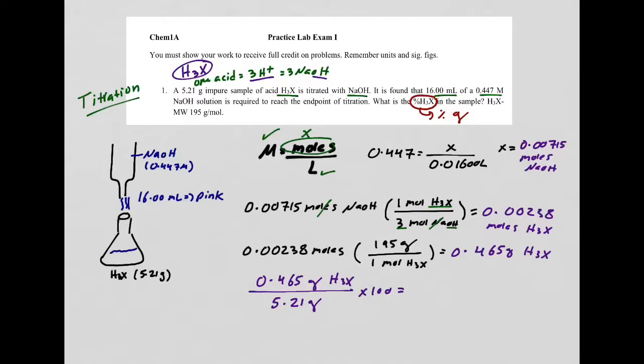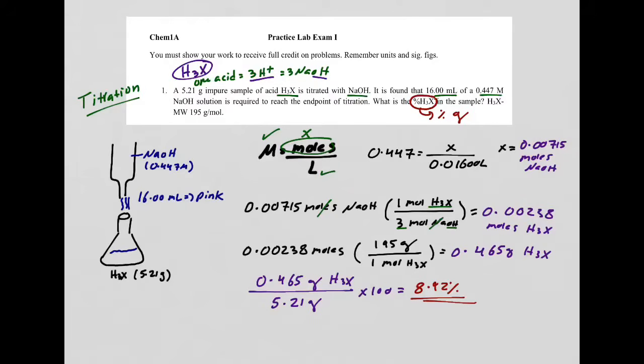Now, don't forget about sig figs. How many sig figs do I need? I'm bound to 3 sig figs, and it will be 8.92%. I have 3 sig figs because the molarity is given to you in 3 sig figs. Yeah? This was a big problem.